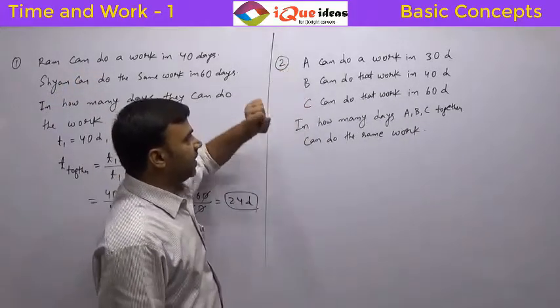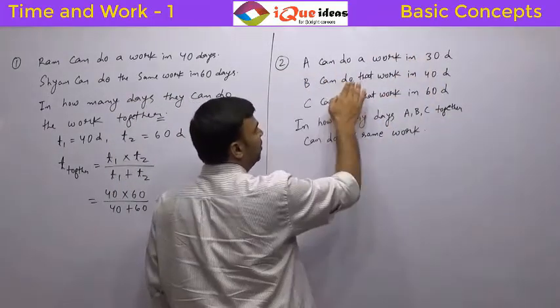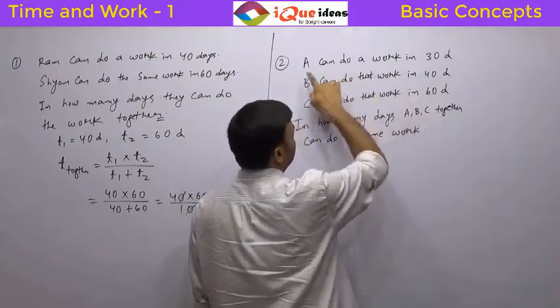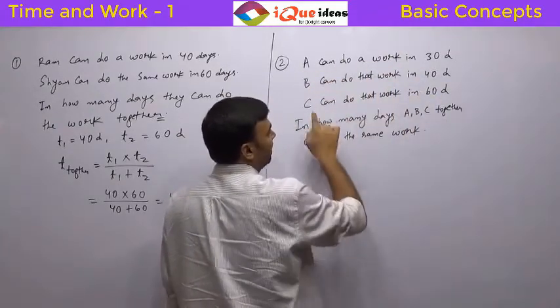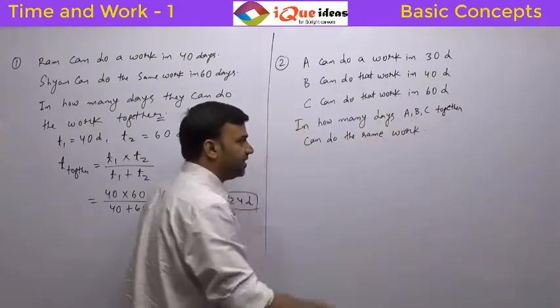Now let's look at the second question. It says A can do a work in 30 days, B can do that work in 40 days, C can do that work in 60 days. That means A alone in 30 days, B alone in 40 days, C alone in 60 days. In how many days can A, B, C all together do the same work?